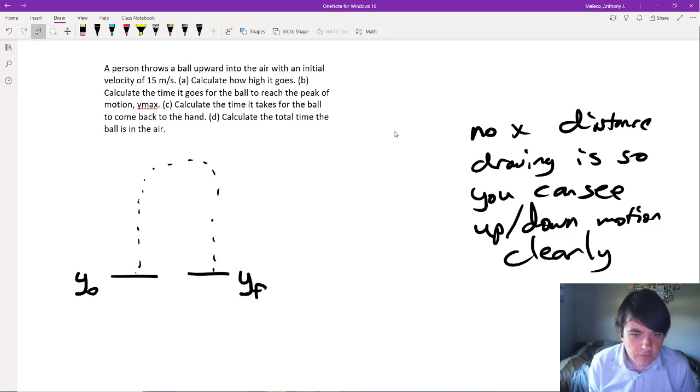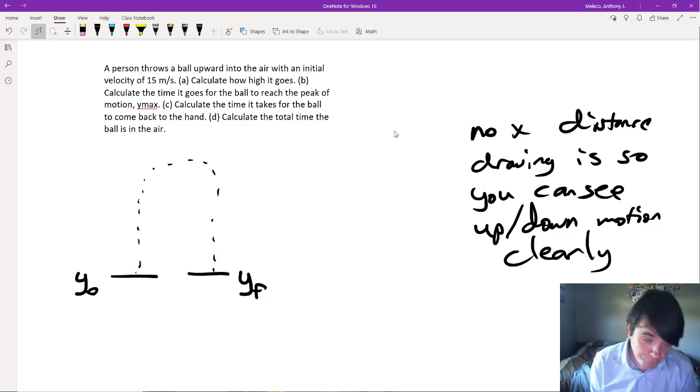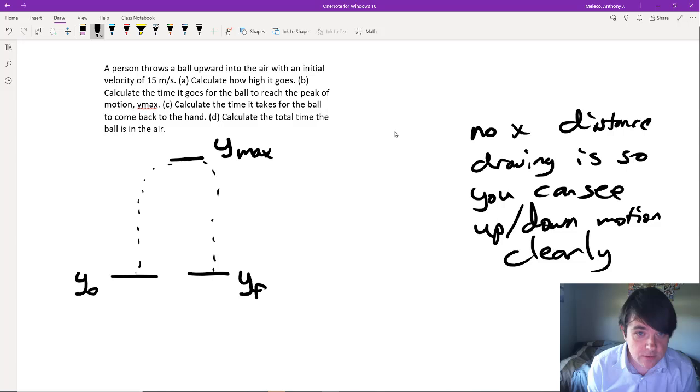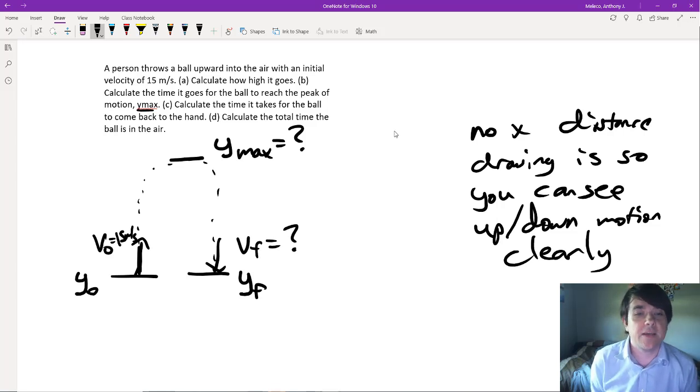Our y final is technically when it comes back to the hand. So we're examining the motion when you throw it up into the air and then it comes back down. But up here they tell us y max, the peak of the motion, but we don't know what that is. We have an initial velocity, it tells us, is 15 meters per second. And we don't know our final velocity coming back to the hand.